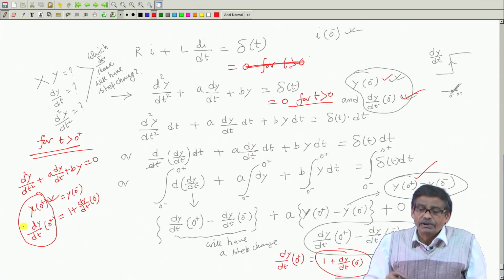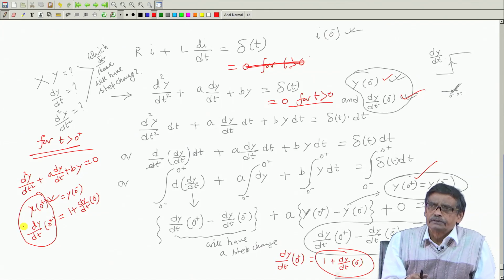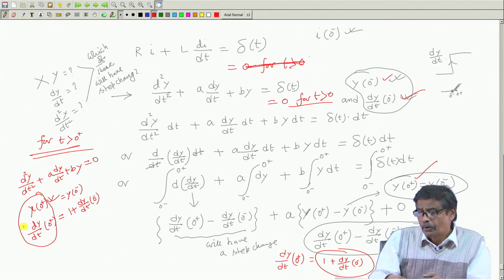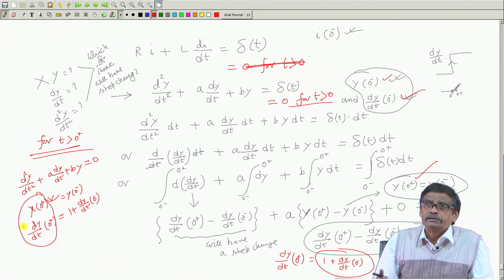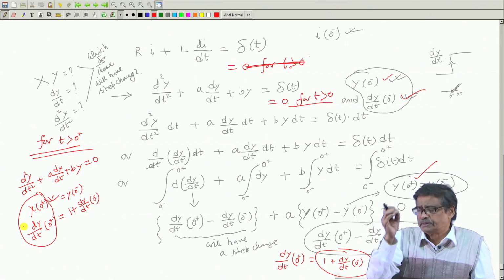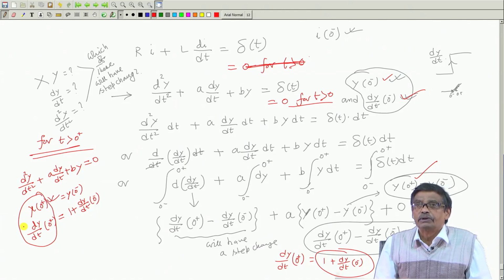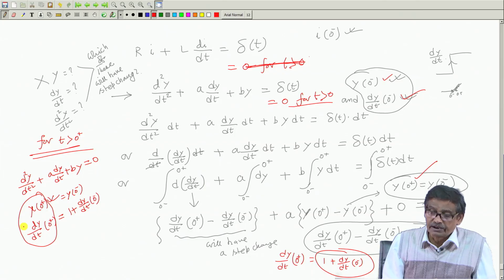We will solve some numerical example later. That is, whenever an impulse comes, one of the quantities of the differential equation will have an abrupt change, a step change, because a step change of a signal, if differentiated, gives rise to an impulse. That is what we have established earlier.